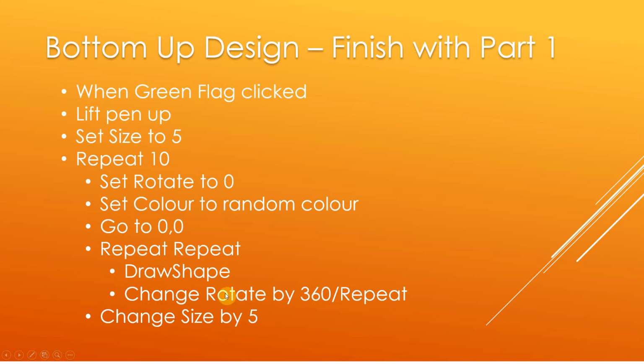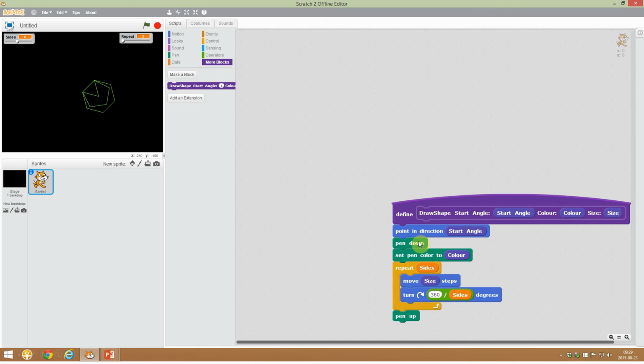Then we change rotate, our program variable, by 360 divided by repeat. And then we change our size by 5. Alright, let's go and have a look at that.